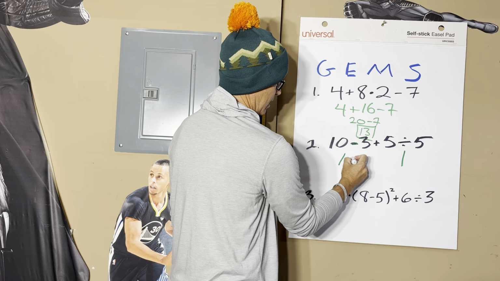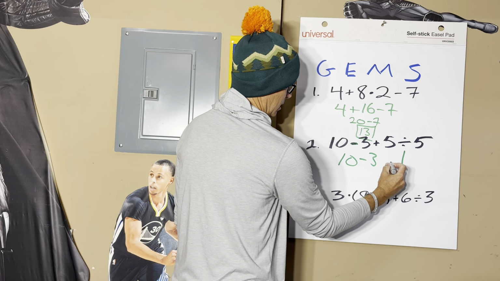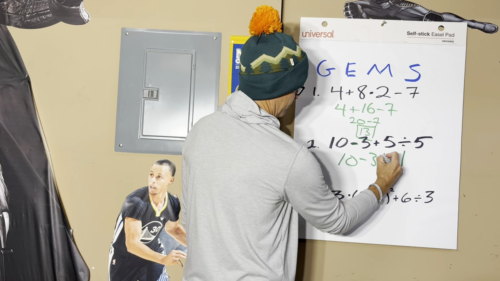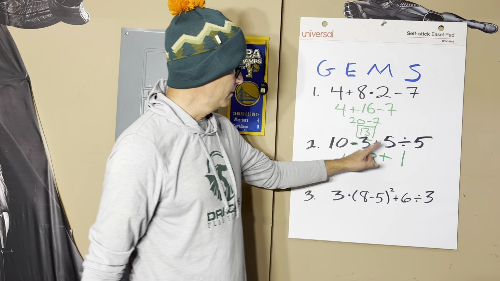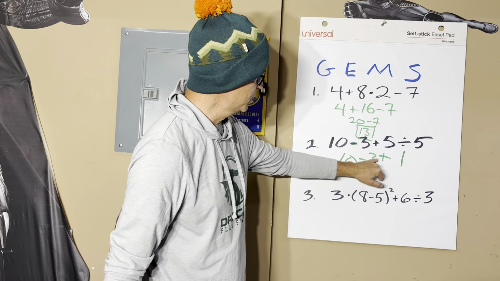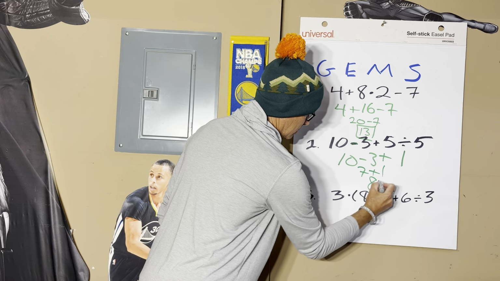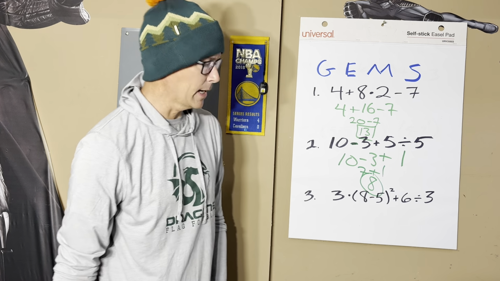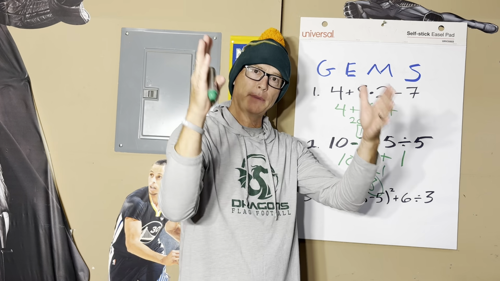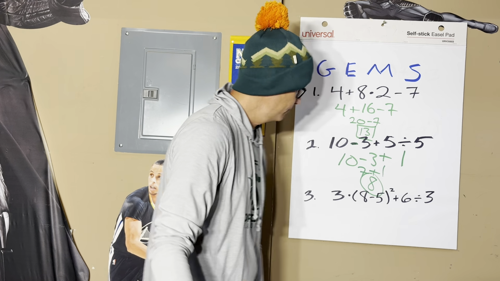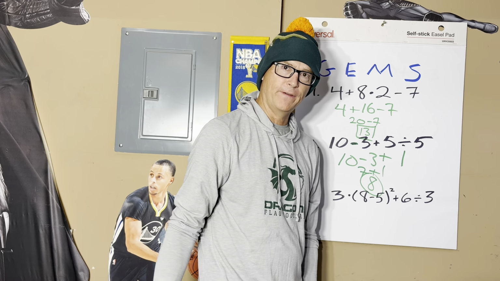The rest of the stuff just comes down, okay? 10 minus 3 plus 1. Now, subtraction, addition, left or right. 7 plus 1 is 8, okay? Again, you're going to see a pattern, step by step. Step 1, we can have lots of fun.